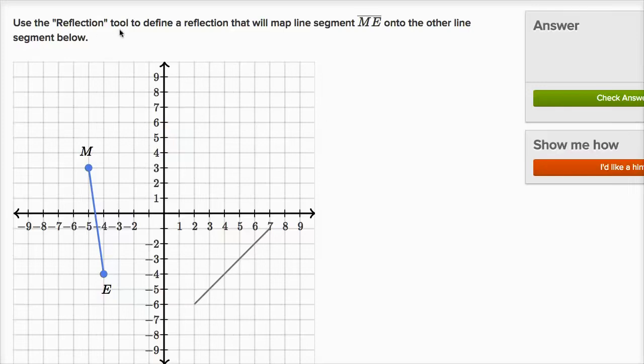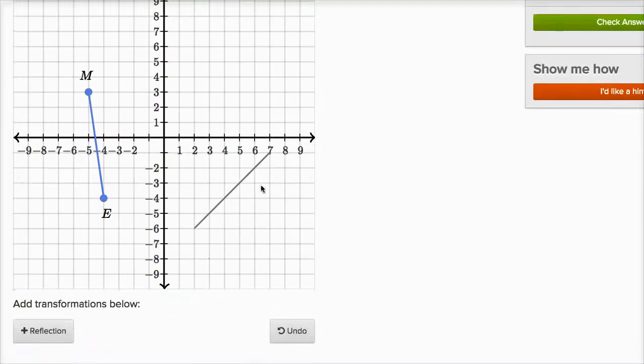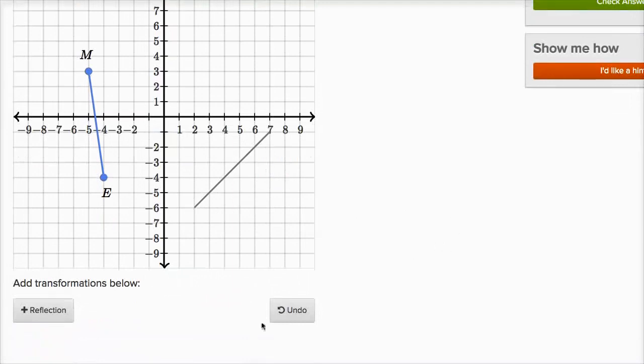We're asked to use the reflection tool to define a reflection that will map line segment ME onto the other line segment below. So we want to map ME to this segment over here, and we want to use a reflection. Let's see what they expect from us if we want to add a reflection.